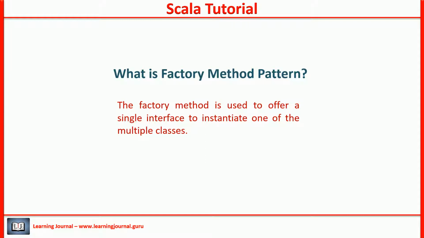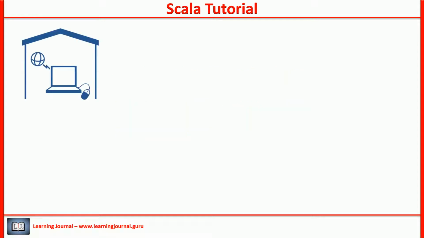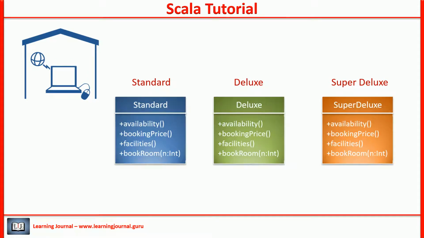Well, it doesn't make much sense without an example. So, let's try to understand it with an example. Assume that you are creating a library for a hotel booking application. The library is supposed to give three choices of room types: standard, deluxe, and super deluxe. You are following an object-oriented design, and hence you decided to create three different classes, one for each room type, right? You also want to provide methods to get booking price, list of facilities, and the availability.